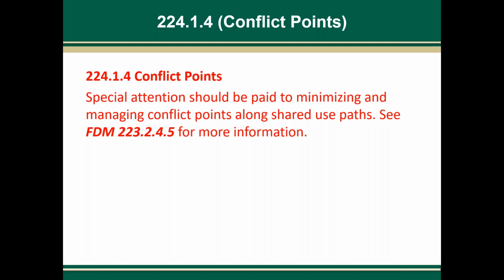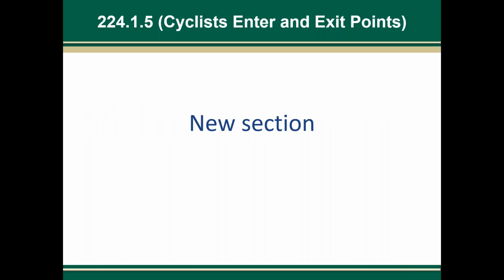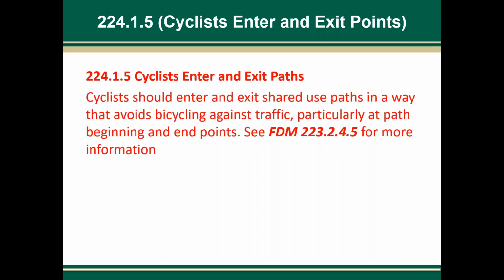224.1.4 conflict points states special attention should be paid to minimizing and managing conflict points along shared use paths. See FDM 223.2.4.5 for more information. We also have a new section called Cyclists Enter and Exit Points. Cyclists should enter and exit shared use paths in a way that avoids bicycling against traffic, particularly at path beginning and end points. And then again, we reference folks over to the bicycle facilities chapter for more information.